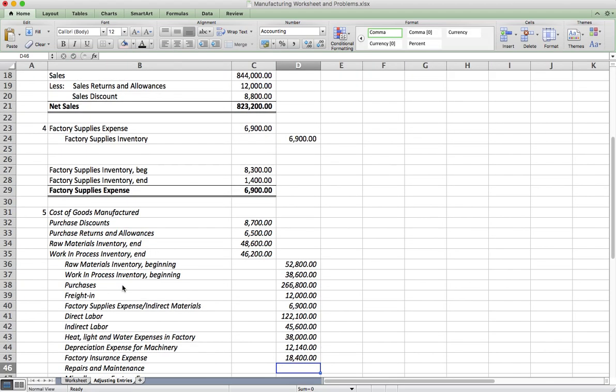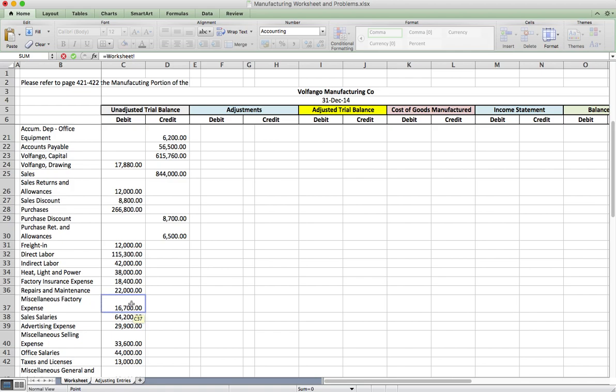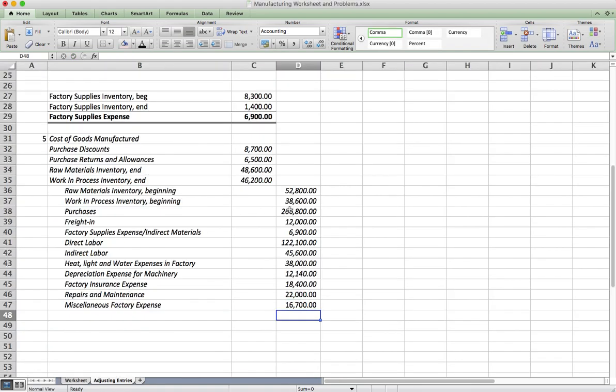Factory expense, repairs and maintenance, and then miscellaneous factory expense. Binabagalan ko para makita nyo. Okay, now meron na tayong debit balances, meron din tayong credit balances. In cost of goods manufactured, that is the difference between the credit balance and the debit balance pala. Pag mas malaki si credit balance kaysa sa debit balance, then may debit balance si cost of goods manufactured.